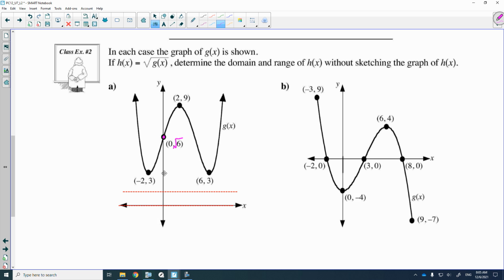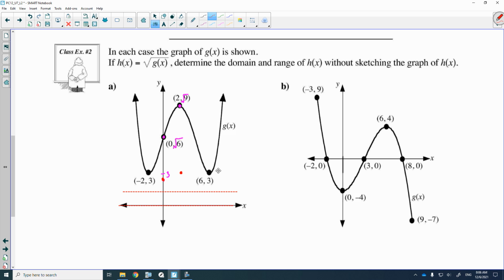So I know that this y value is 3, so I'll actually mark that. I'm going to say 2.4 right about here. Okay, let's get some other points. 2, 9, we know that on the radical graph is now going to be, let me actually do this one in red, at 2, 3. So right about here. We go to this point, 6, 3.